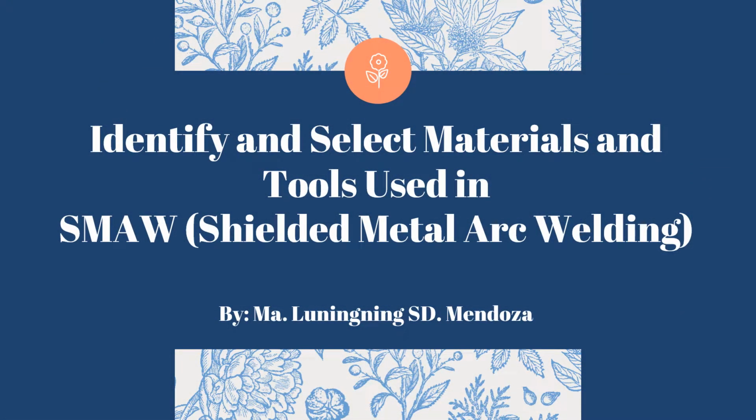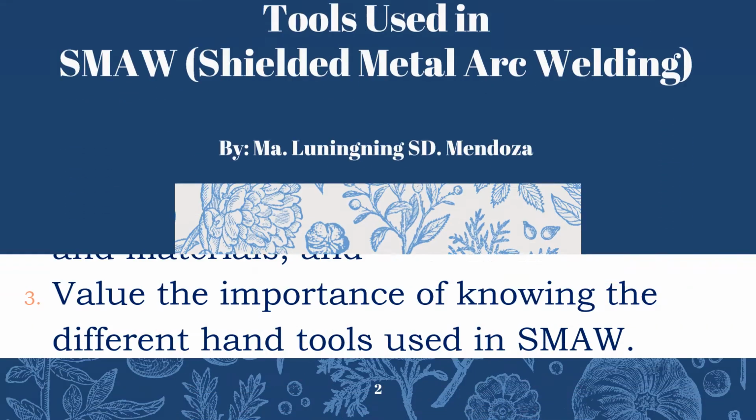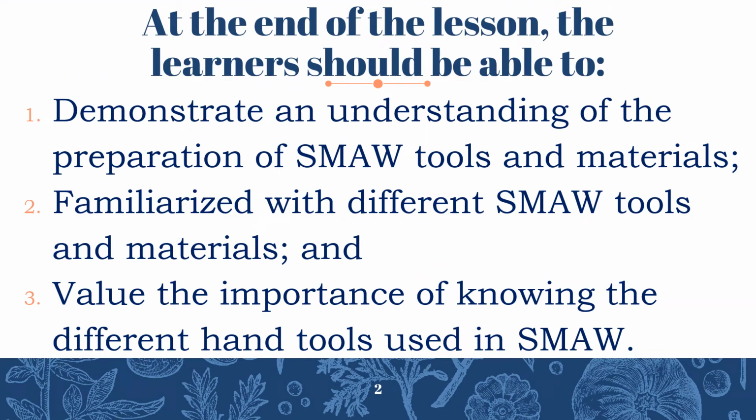Identify and select materials and tools used in SMAW or shielded metal arc welding. At the end of the lesson, the learner should be able to: number 1, demonstrate an understanding of the preparation of SMAW tools and materials; number 2, familiarize with different SMAW tools and materials; number 3, value the importance of knowing the different hand tools used in SMAW.